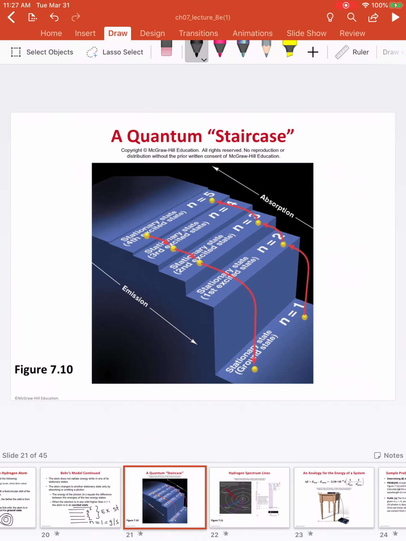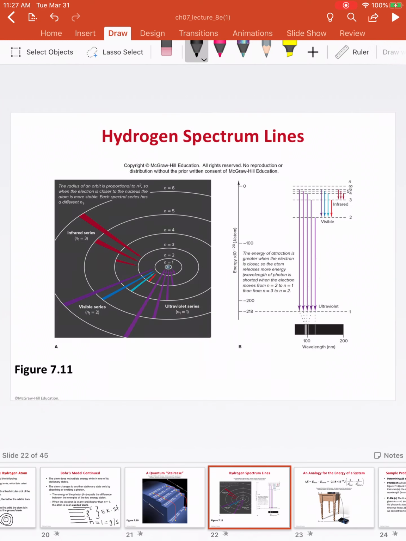So this is a quantum staircase. The stationary state at the bottom is n equals 1, and then you have other stationary states, n equals 2, 3, 4, 5, and so on. If you want to go higher up, you have to absorb energy, and coming down, you have to emit energy. This is the hydrogen spectrum lines which we had seen before.